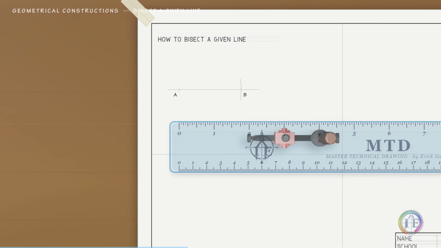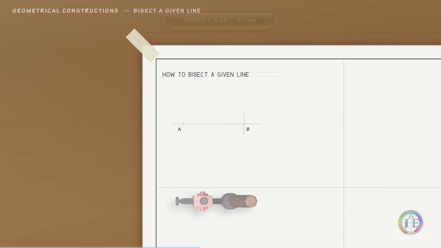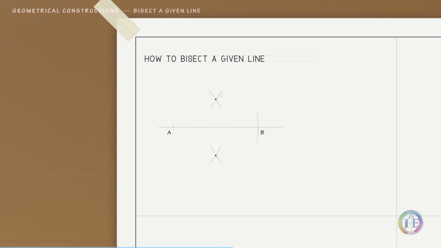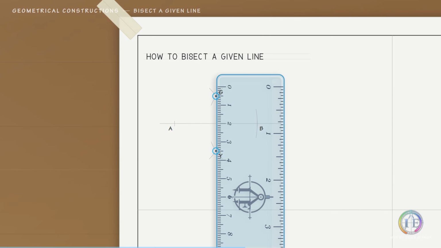Reset the compass to a radius slightly greater than half the length of AB. With A as the center, draw arcs above and below the line. Without changing the compass radius, repeat the construction from B. Mark the upper intersection G and the lower intersection Y. Join G and Y using the aim ruler.